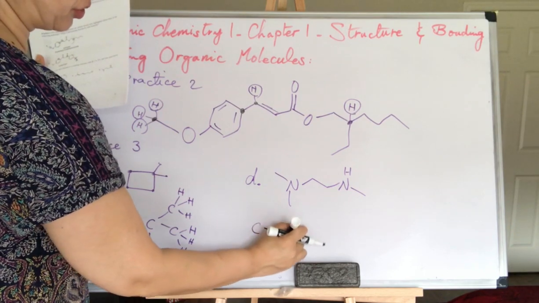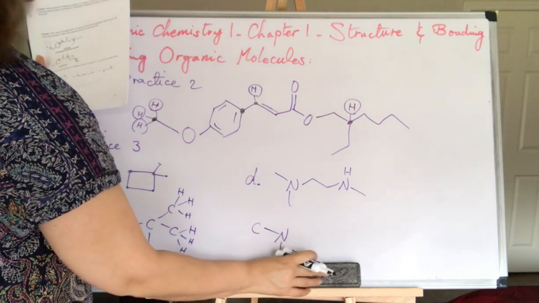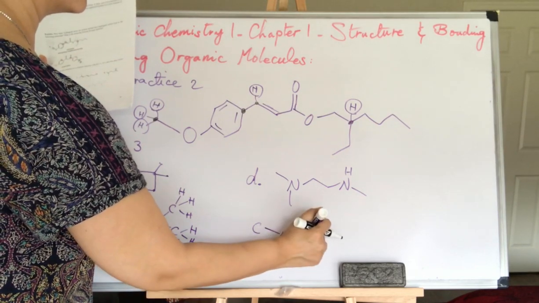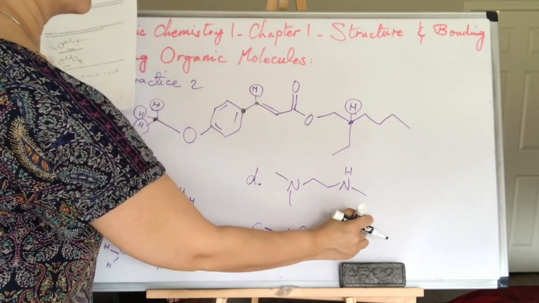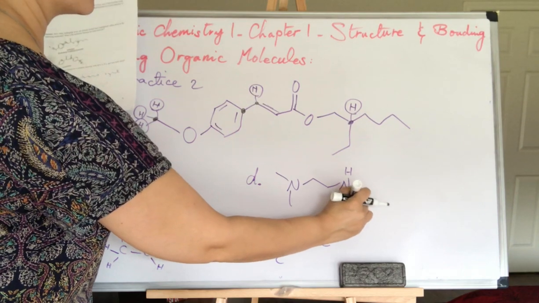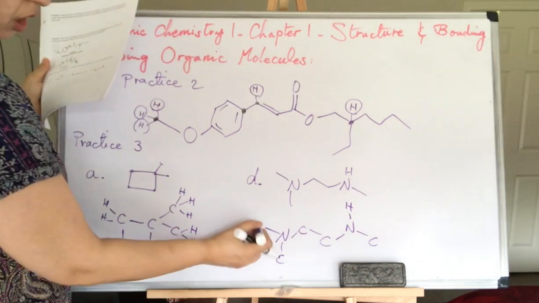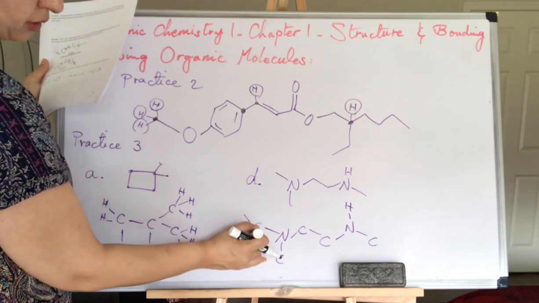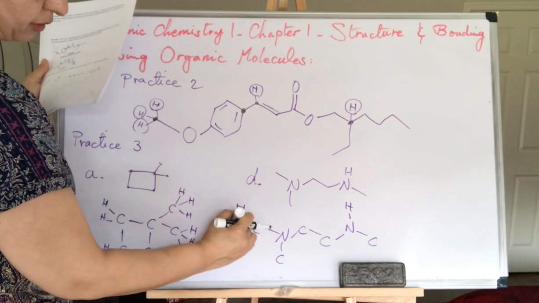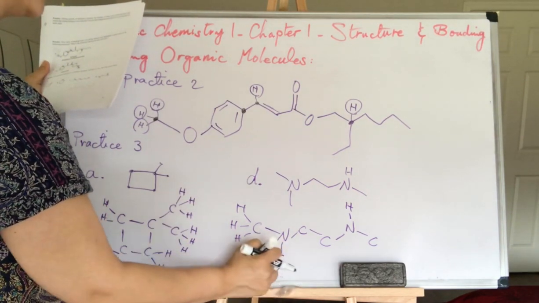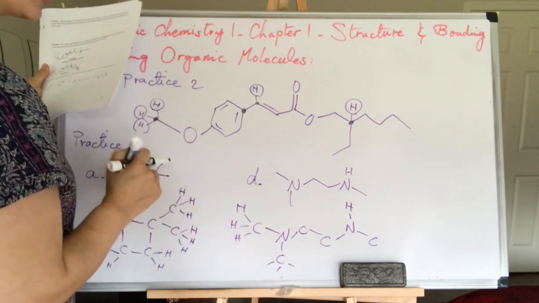Carbon, nitrogen, and this is definitely carbon, right? Carbon, carbon, nitrogen, hydrogen, and carbon. Now, how many bonds do we need on this carbon? Obviously three. This carbon also three. This nitrogen.